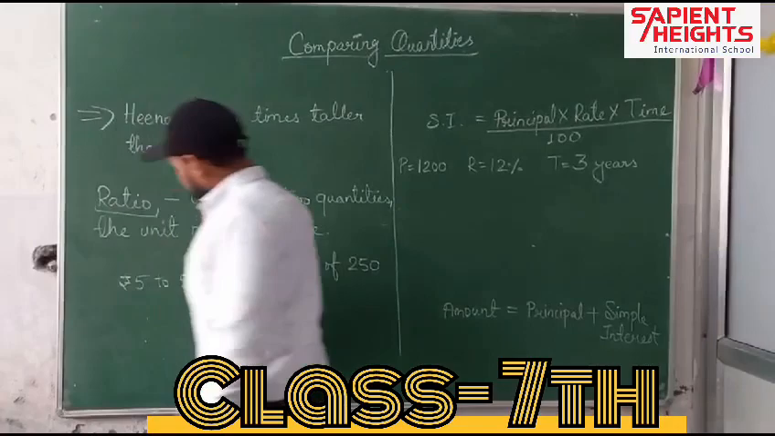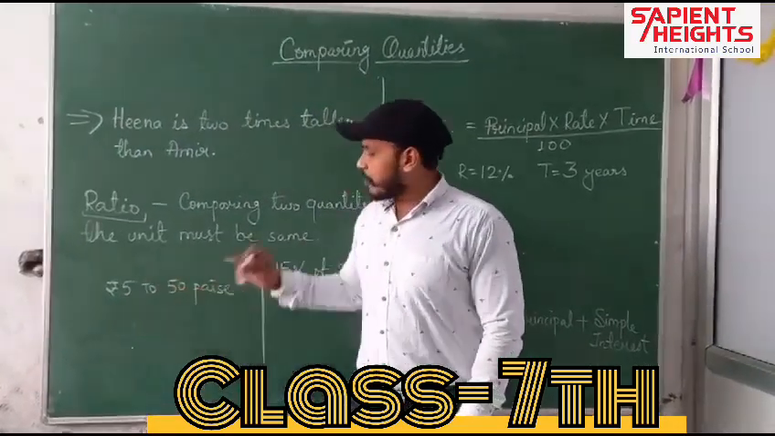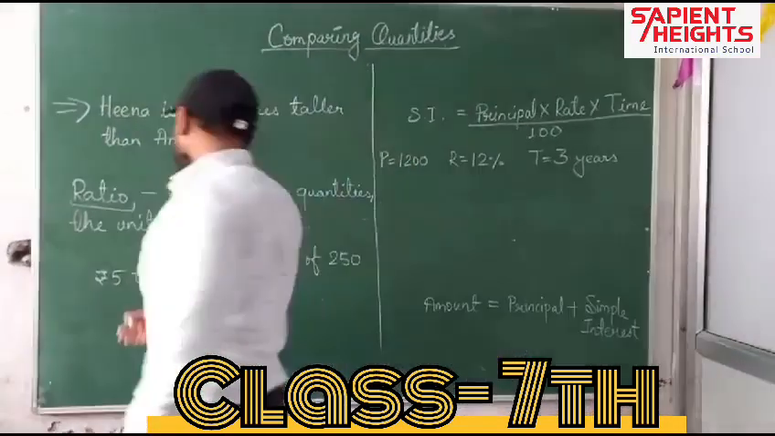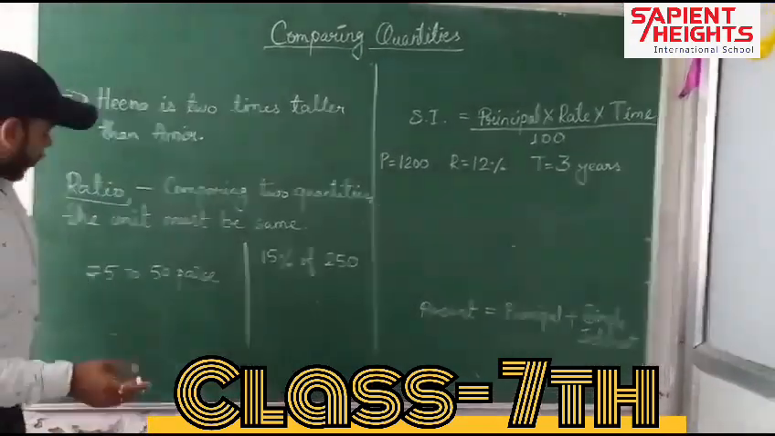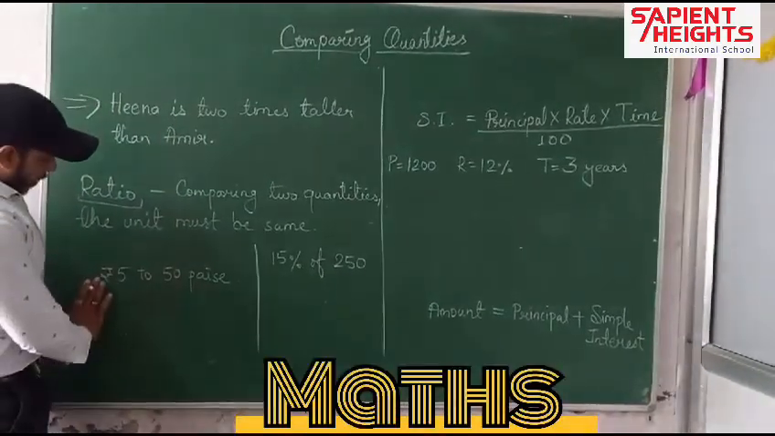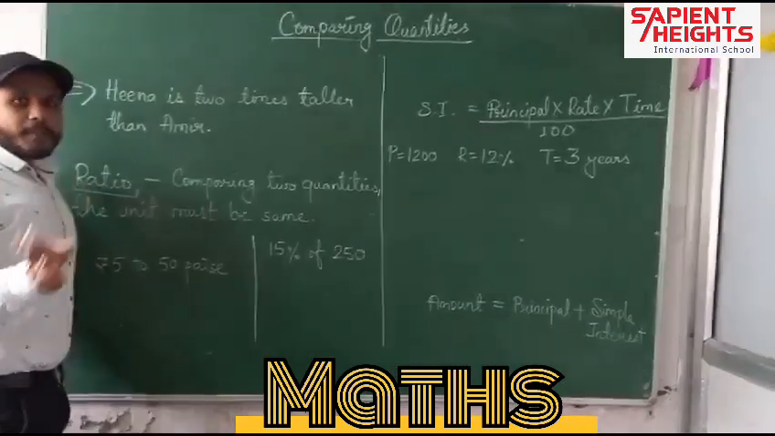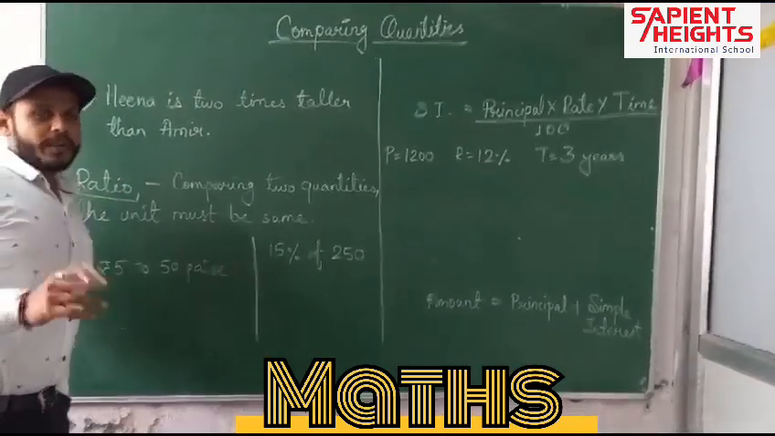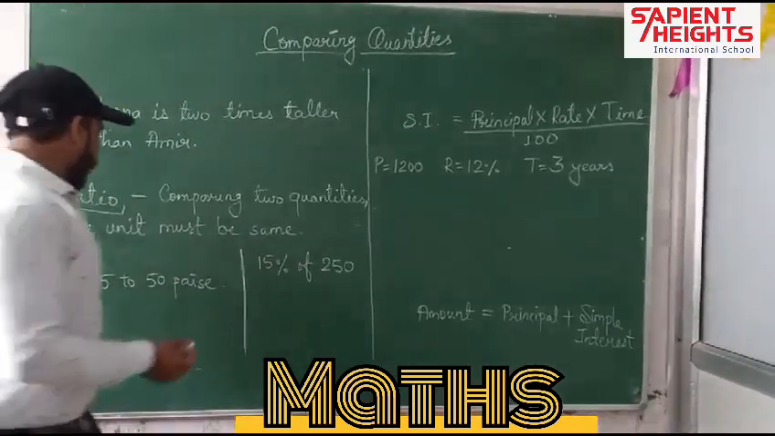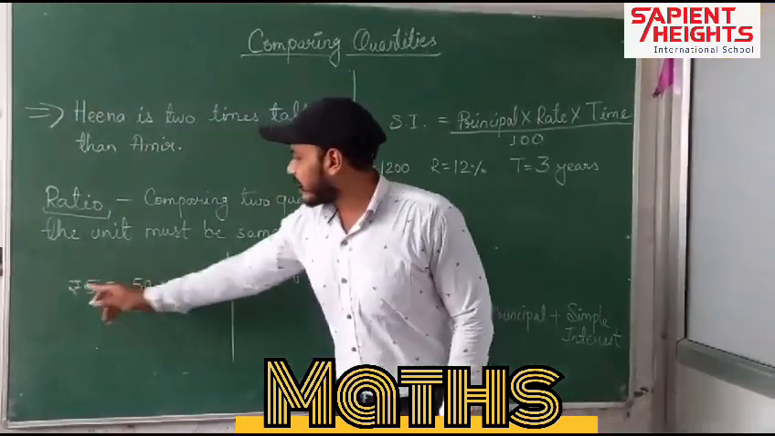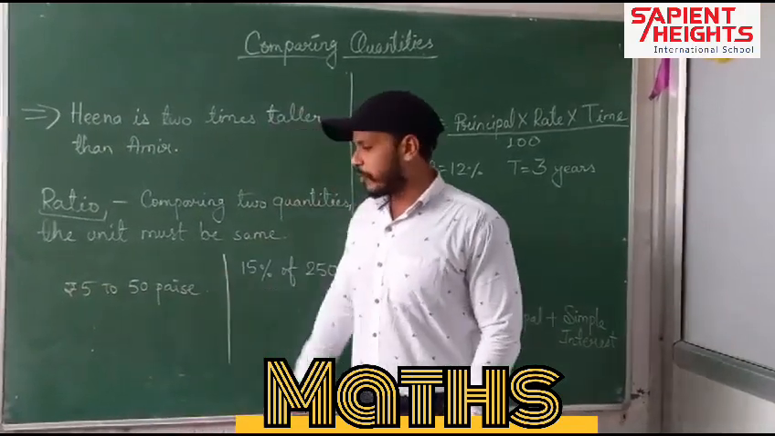Here is an example: rupees 5 to 50 paise. We have to compare the 5 rupees with the 50 paise. Now, look here, rupees and paise, they both are units of money. Okay, now we have to compare. So what we have to do? They both are not exactly the same. Rupees is quite different from the paise.